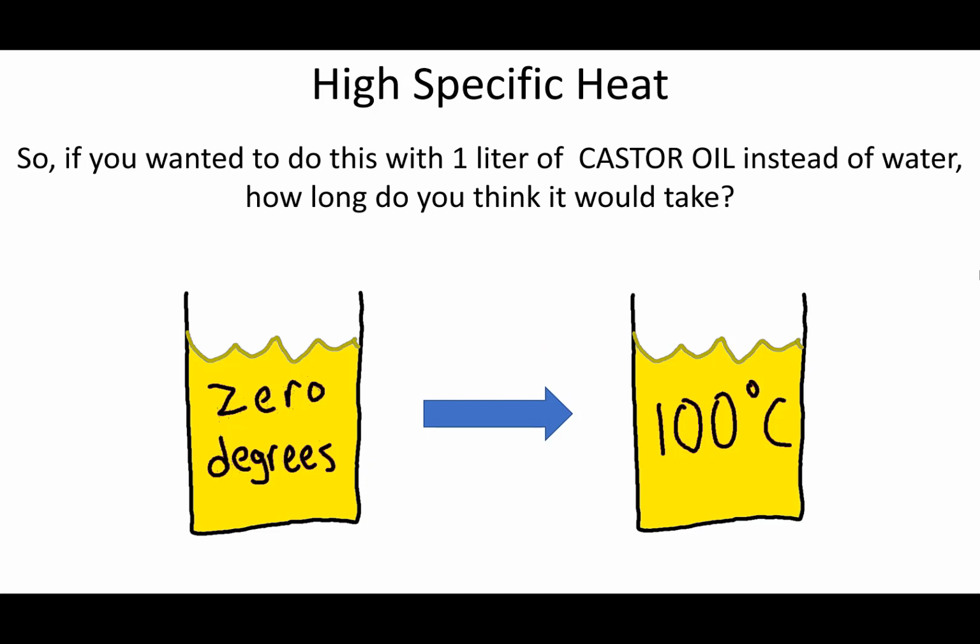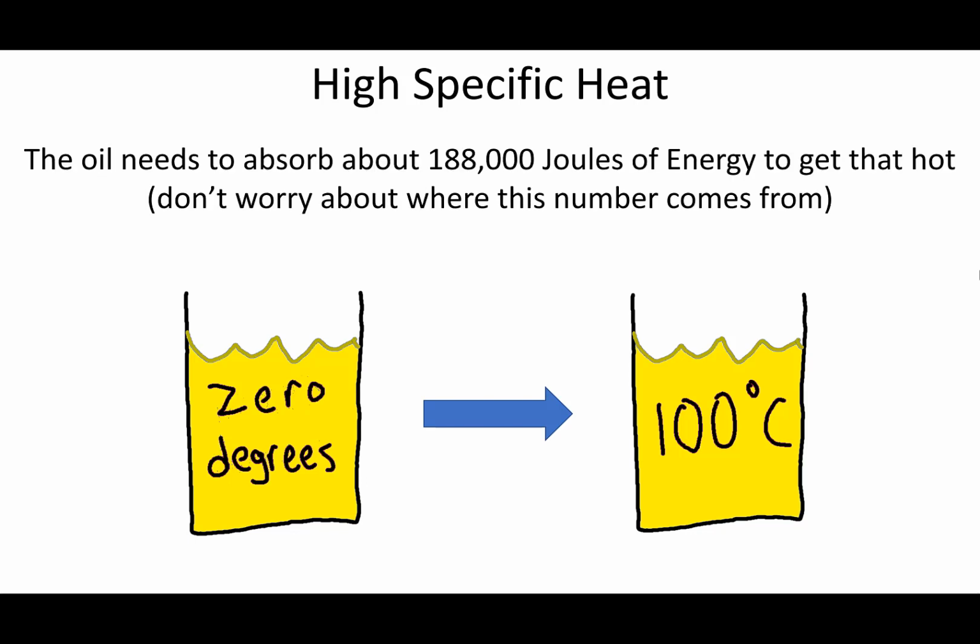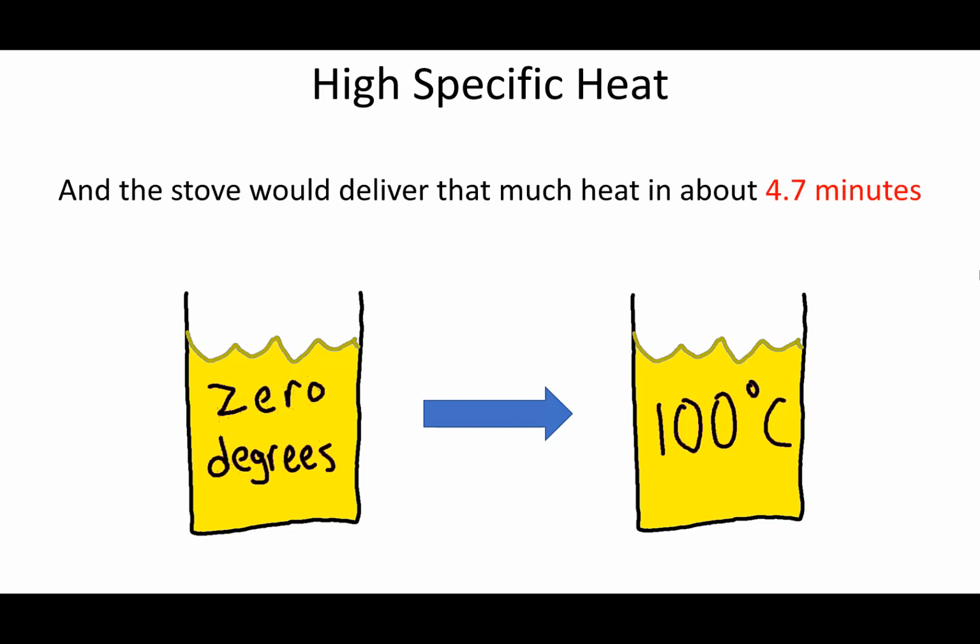If you wanted to do the same thing with castor oil instead, how long do you think it would take? I mean, it's the same amount of liquid, and you're taking it from 0 to 100 degrees again, so you might think it would take the same amount of time, but it doesn't. This oil needs to absorb about 188,000 joules of energy to get that hot. And the stove would deliver that in about 4.7 minutes.